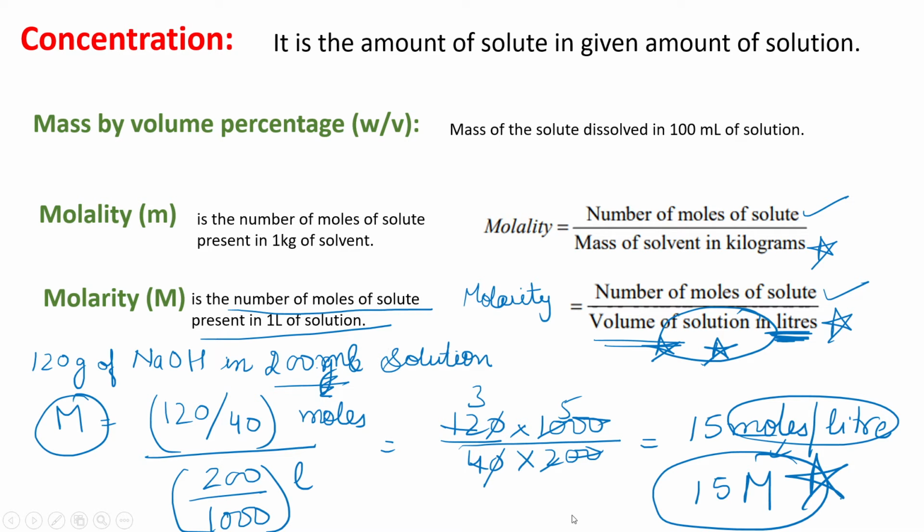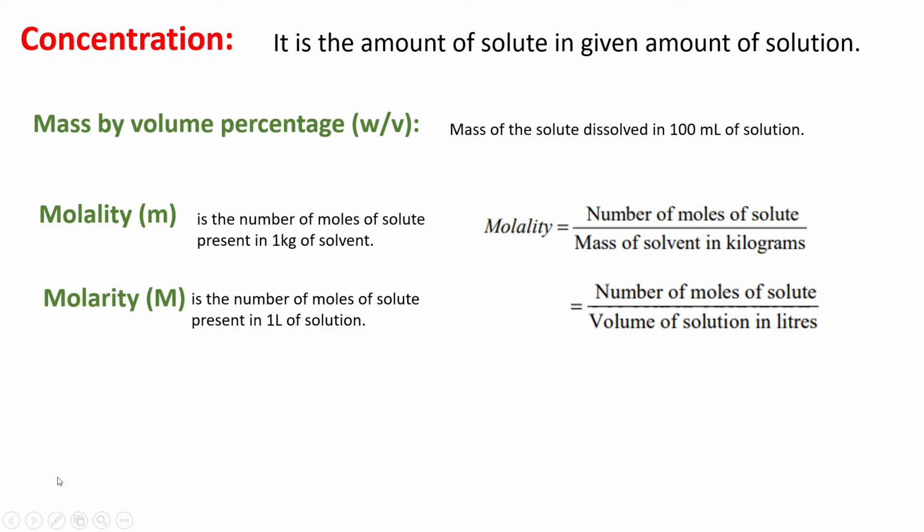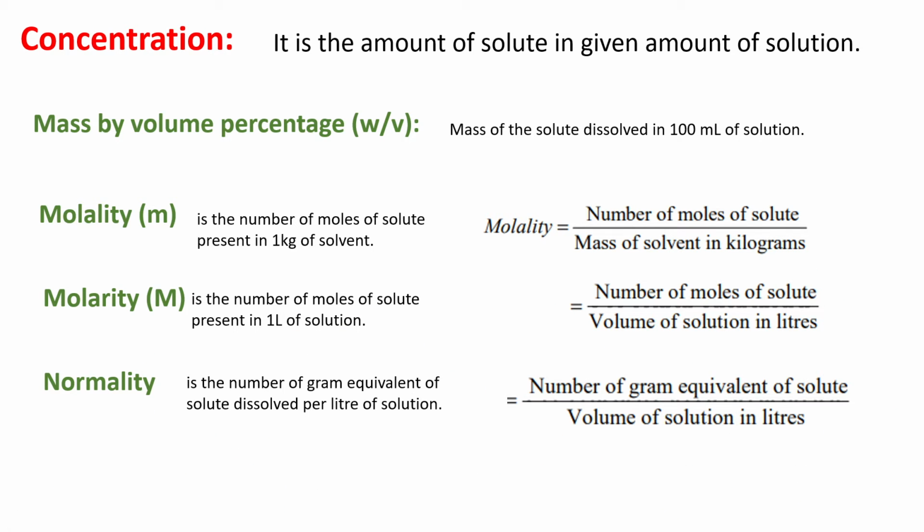I hope you guys are getting what I am trying to explain. I will give you some questions to practice as well. The third term that we discuss here is normality. Normality is defined as the number of gram equivalents of the solute dissolved per liter of the solution. So what is the difference between molarity and normality? Pay attention, please. Molarity was defined as the number of moles of solute. Here normality is defined as the number of gram equivalents of solute.